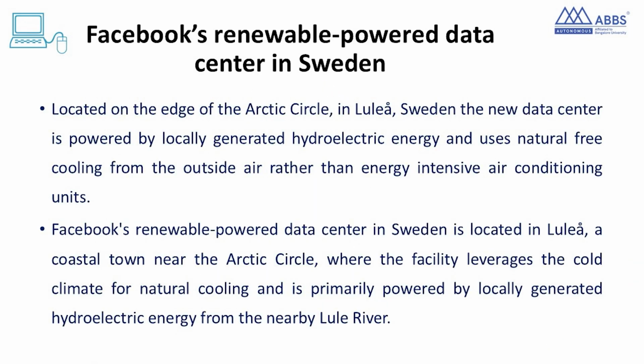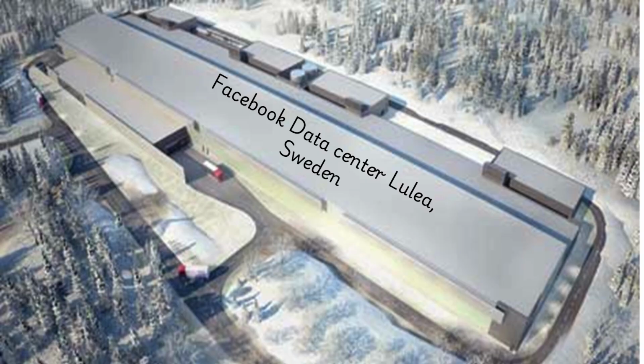Now, we can take two examples. Facebook is using a renewable power data center in Sweden. It has an automated cooling system, because the center is located in a zone where the system is designed in such a way that renewable energy is used to cool the internal systems. We can see this from the diagram represented here.